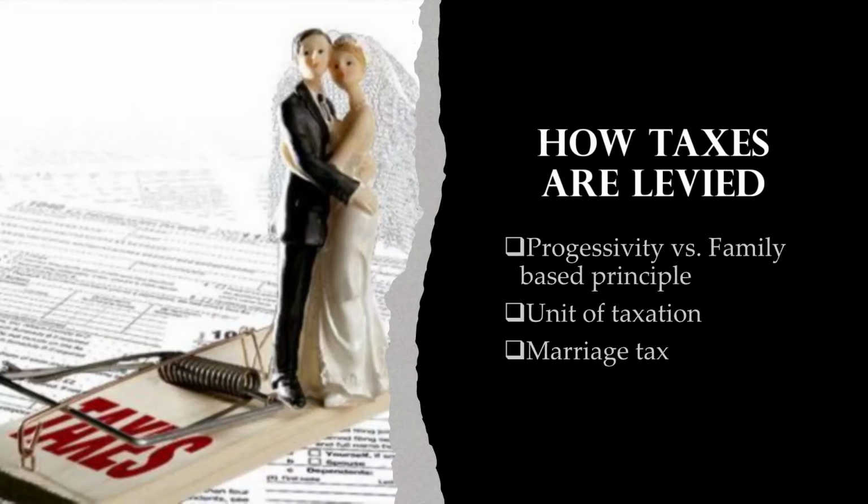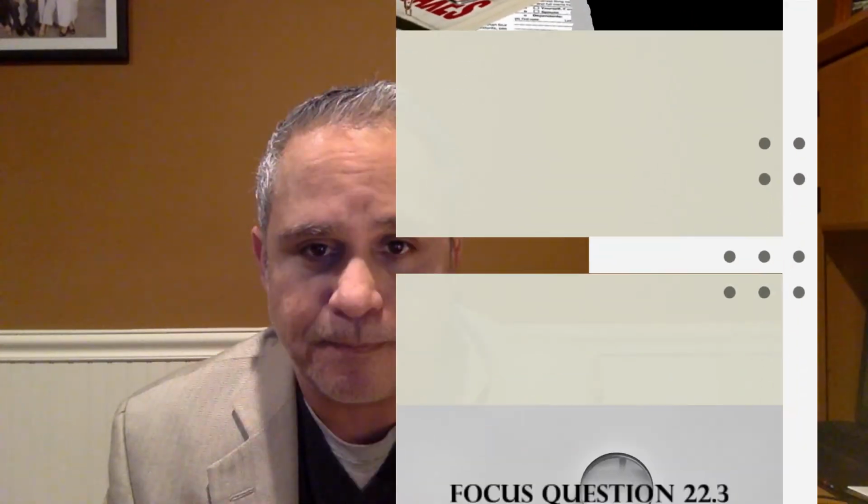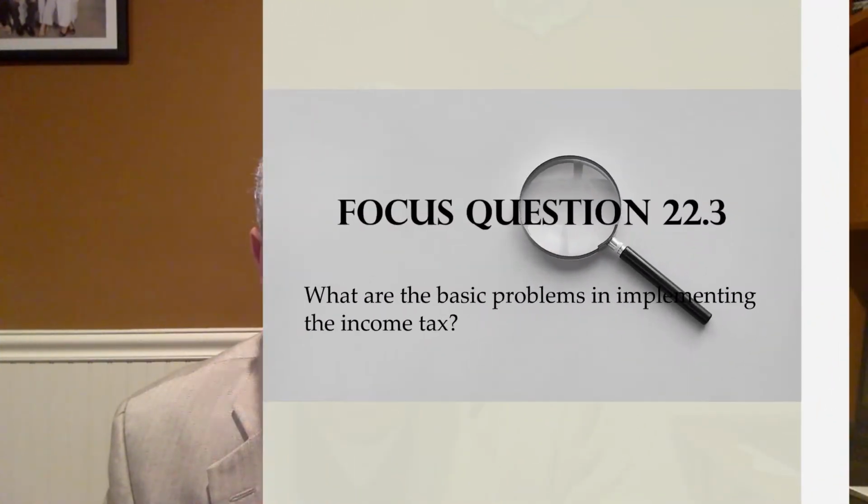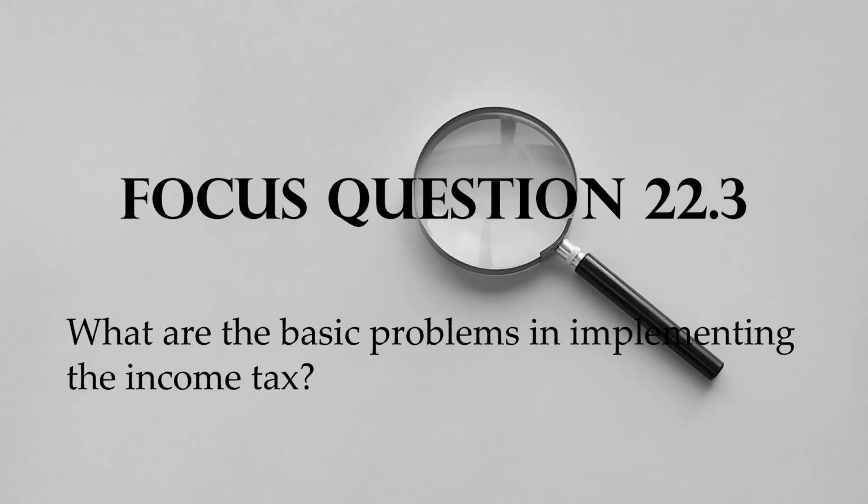Because if you were single, you would be paying at a lower tax bracket than if you are married, and filing jointly, you automatically now are paying at a higher tax bracket, right? So we can consider that in some ways as a marriage tax. What are the basic problems in implementing the income tax?